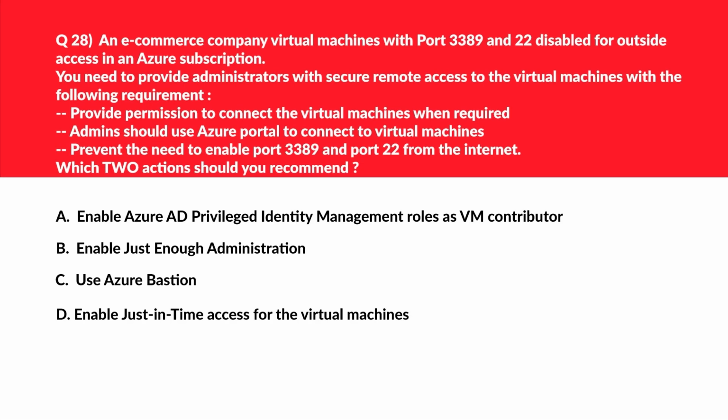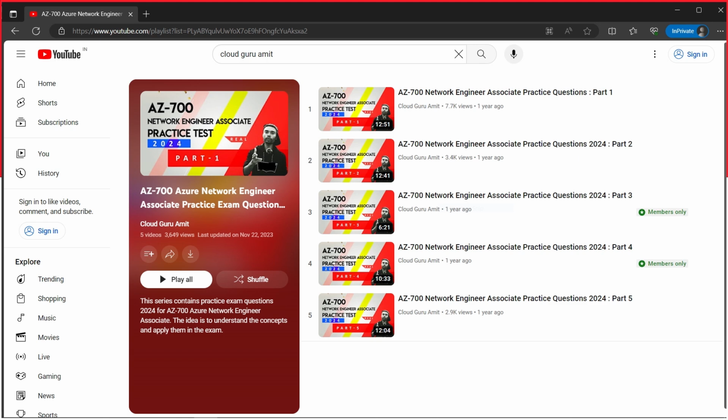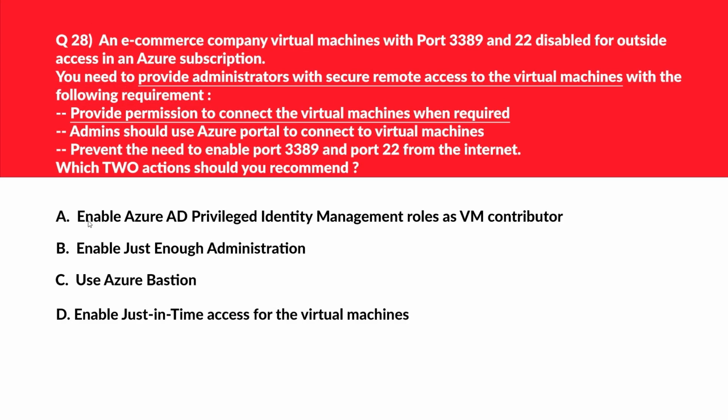Alright, this question will test your concepts on networking. If you have done AZ-700, then it should be a piece of cake. Let's look at option A. A says enable Azure AD privileged identity management roles as VM contributor. Since enabling Azure AD PIM roles as virtual machine contributor cannot help with the remote access required by the question, A is out. We are left with B, C and D.